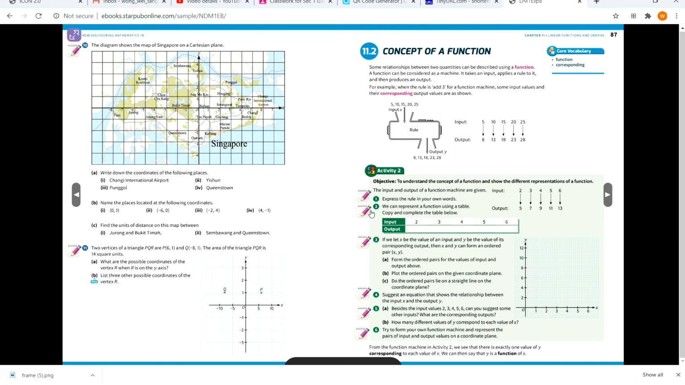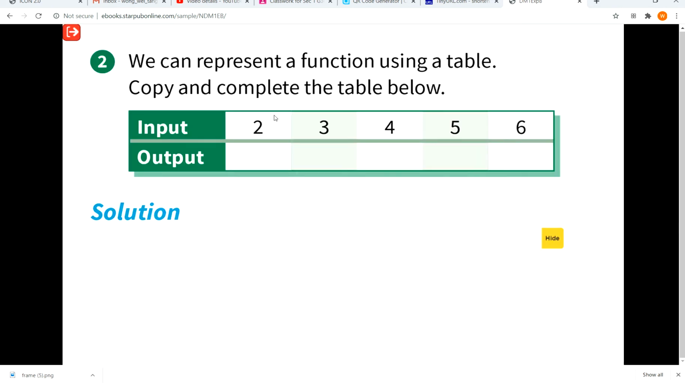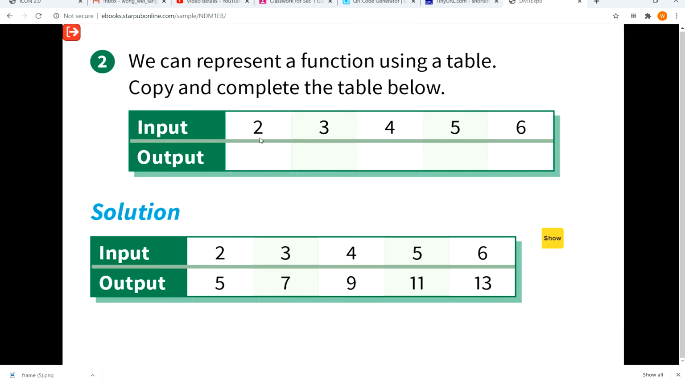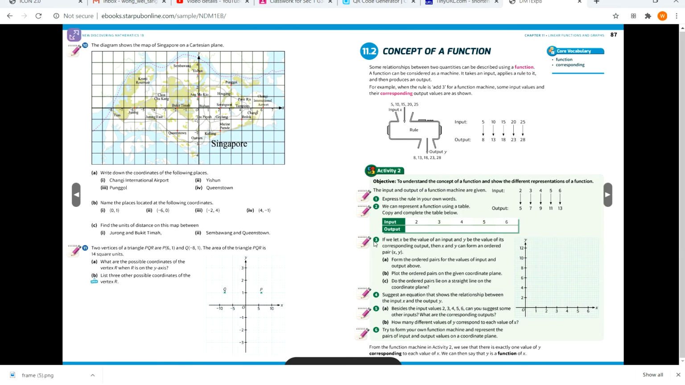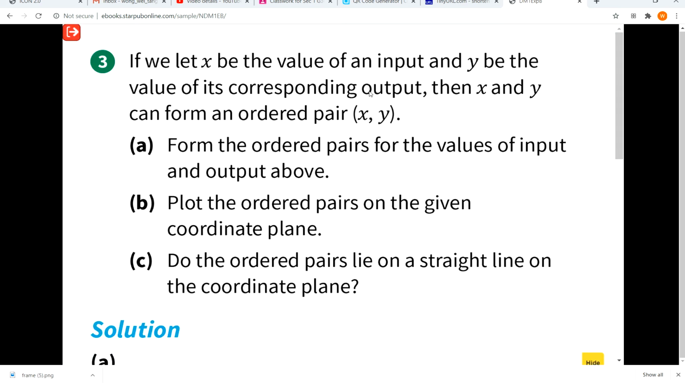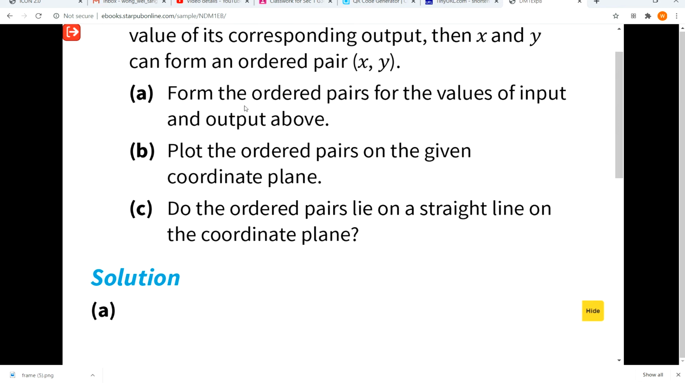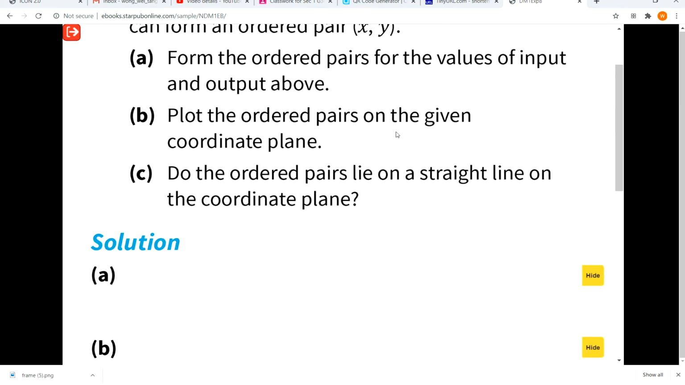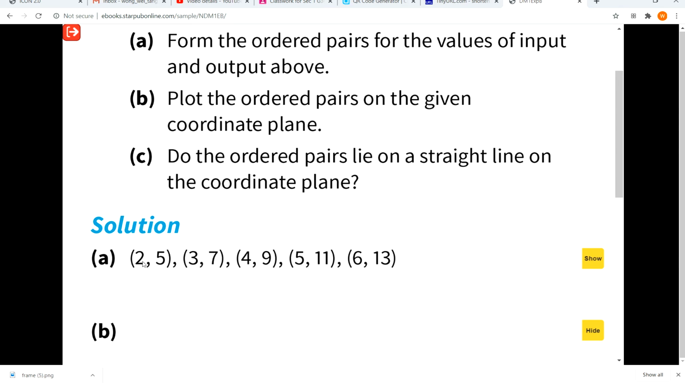In part 2, question 2, we can represent the function using a table. So the output, instead of using arrows, we put it in a table form. In question 3, if we let x be the value of an input and y be the value of the corresponding output, then x and y will be an ordered pair, and we have covered the idea of ordered pairs in the previous set of notes. So form the ordered pairs for the values of input and output. So x being the input, y being the output, we have 1, 2, 3, 4, 5 pairs of coordinates.